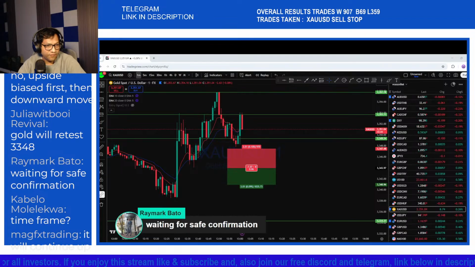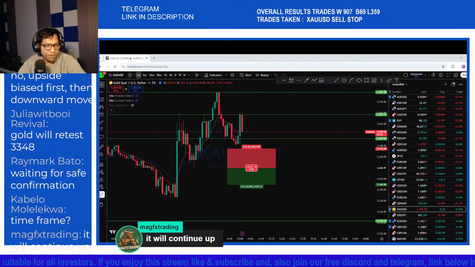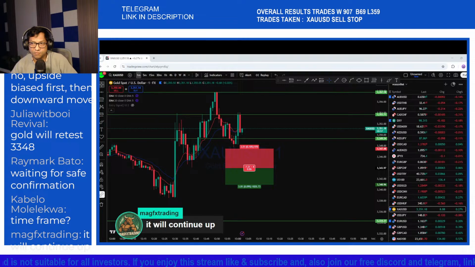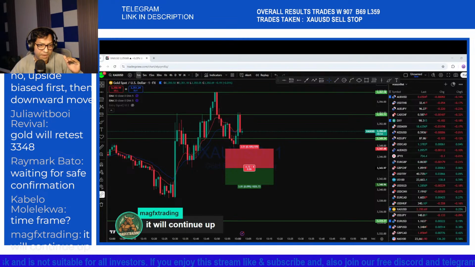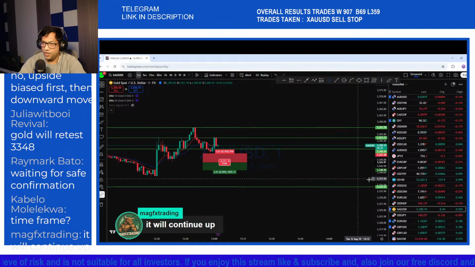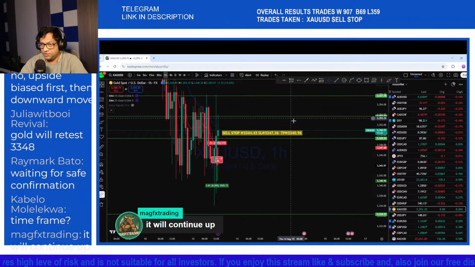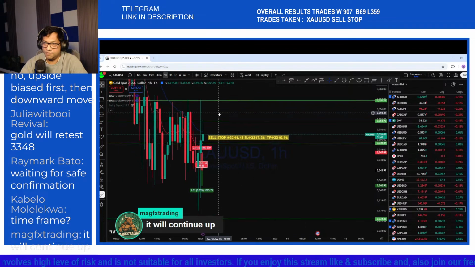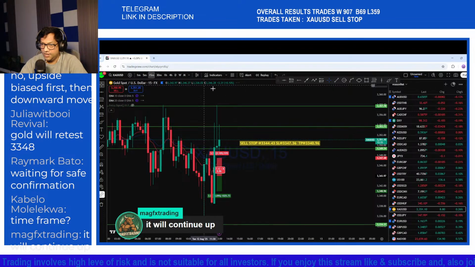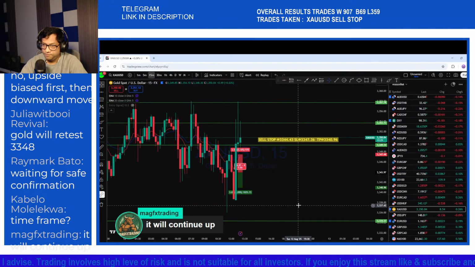Waiting for safe confirmation. Yes, we are looking for the best time frame. I think it's still not fully ready for a complete push back to the upside. You can see that it's now moving sideways. If you look at the bigger picture here, you can see that there is a consolidation. The market tested this high a few times, and that is where the possibility for the market to test this low here.